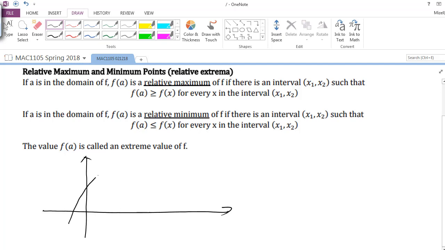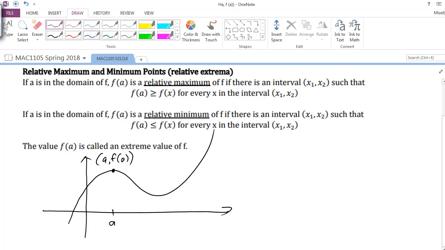So imagine a graph that looks something like this, typical of maybe a third-degree polynomial function. And consider this point right here that looks like it's maybe not the highest point on the graph, but it's a point at the top of a hill. It's as high as anything close by. I'm going to say its x-coordinate is A, so the point is A, f of A. I'm going to call that a relative maximum point. And the reason we can call it that is because it's at the top of a hill.